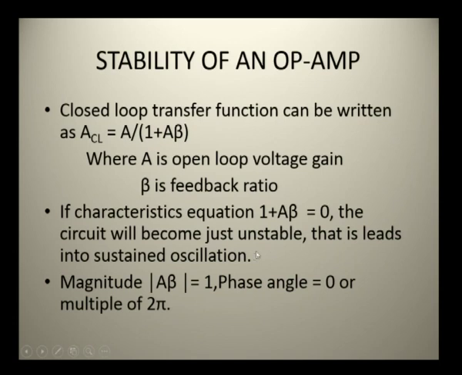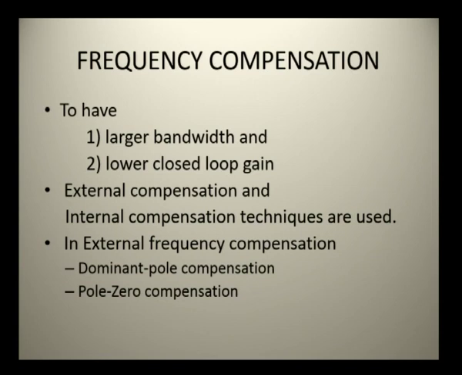So, we have to carefully design the circuit, and we have to have a greater bandwidth and lower closed loop gain in the AC characteristics of the operational amplifier, for which there are frequency compensation techniques called external compensation technique and internal compensation technique. In external compensation technique, we again have two types: dominant pole compensation and pole zero compensation.